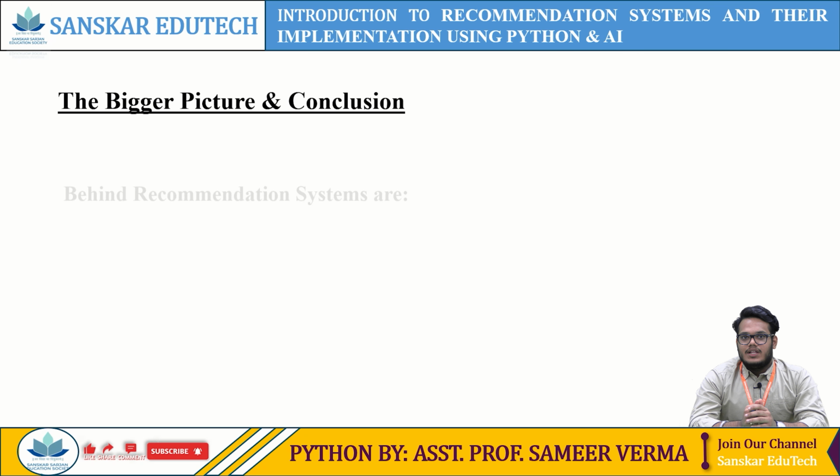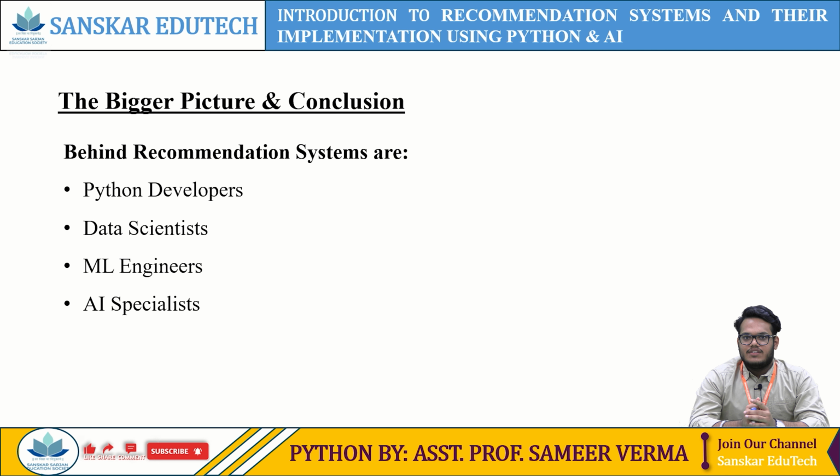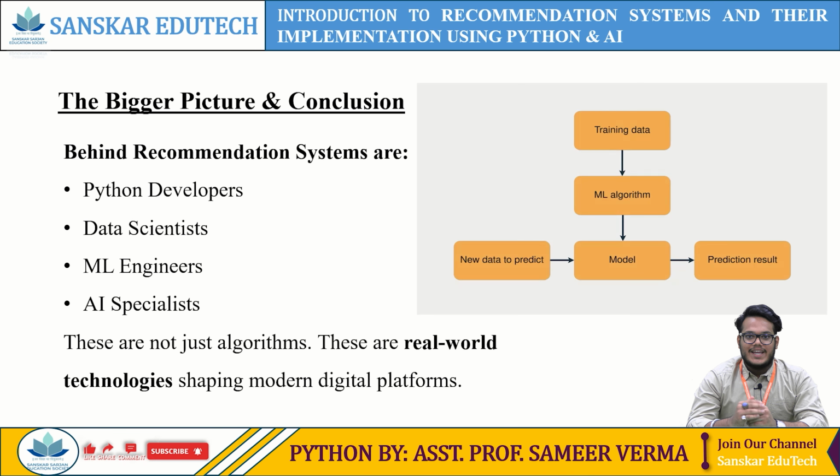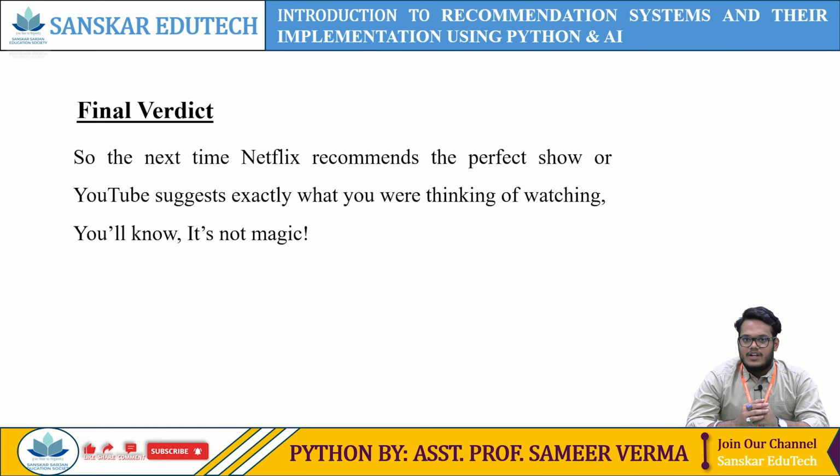But you know what the bigger picture is? Behind these systems, Python developers, data scientists, machine learning engineers, and AI specialists work. These are not just algorithms, these are real-world technologies shaping modern digital platforms. Major tech companies heavily invest in recommendation systems, data analytics, and artificial intelligence. And the most widely used language powering these systems is Python. So the next time Netflix recommends you the perfect show or YouTube suggests exactly the content you were thinking of watching, you know it's not magic. It's data, algorithms, Python, and artificial intelligence working together.